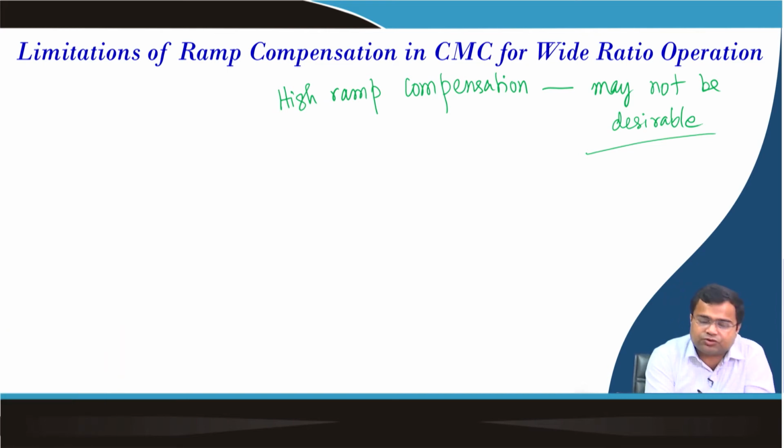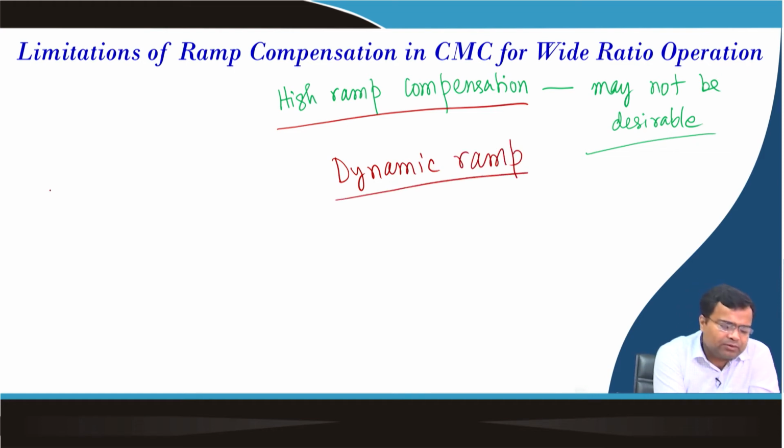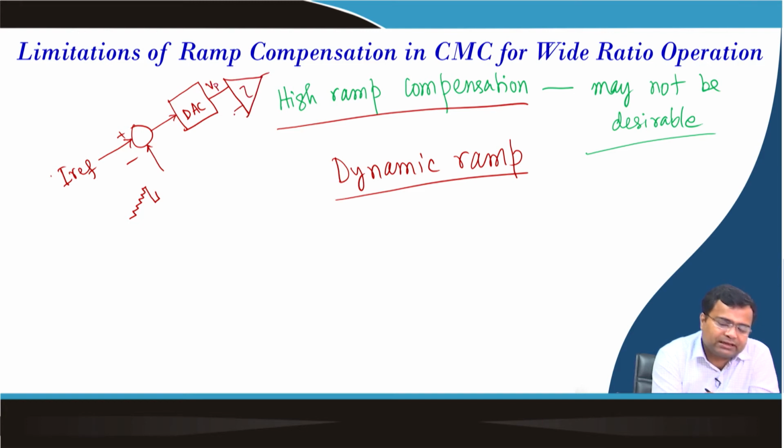But in digital control, this is for a fixed ramp throughout, but you can also consider dynamic ramp compensation. How? Because we are using the digital platform, the current reference minus this ramp is going to the DAC, and this is compared with the sensed current, with the current loop sensor gain IL.